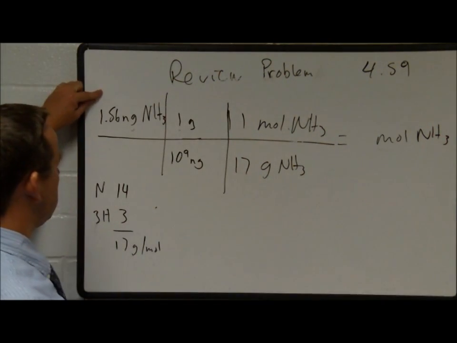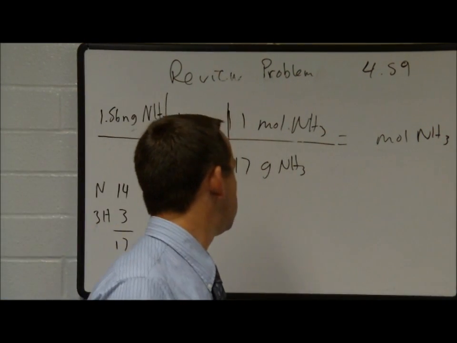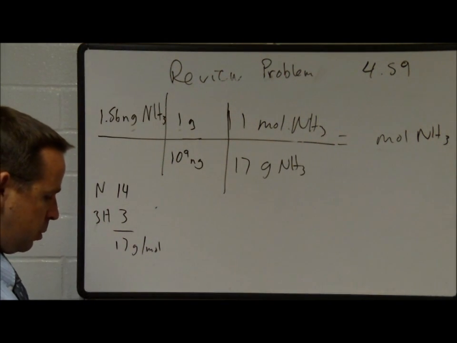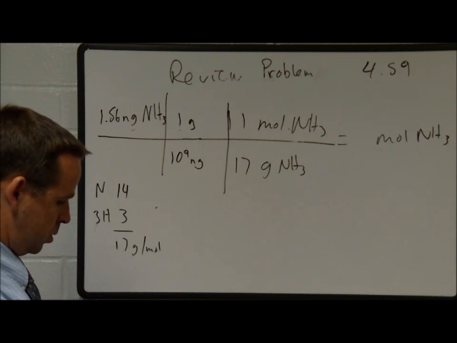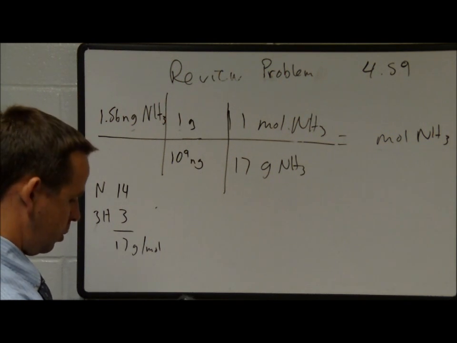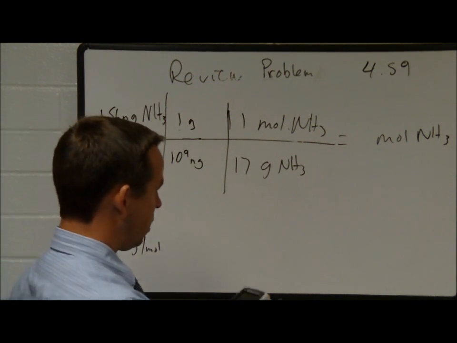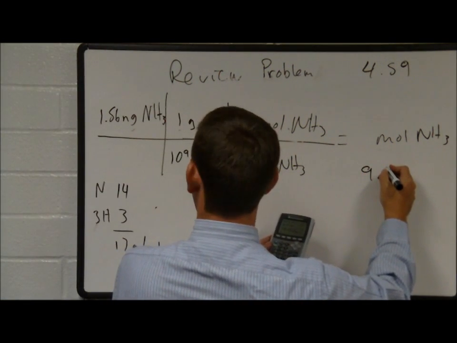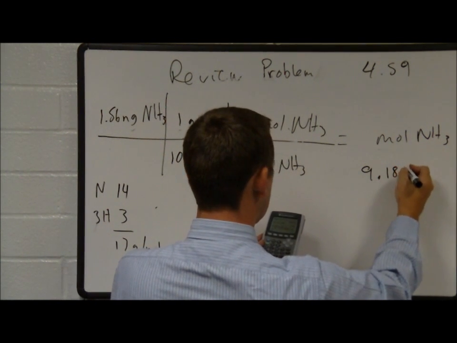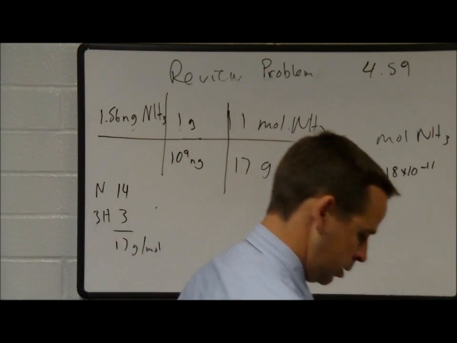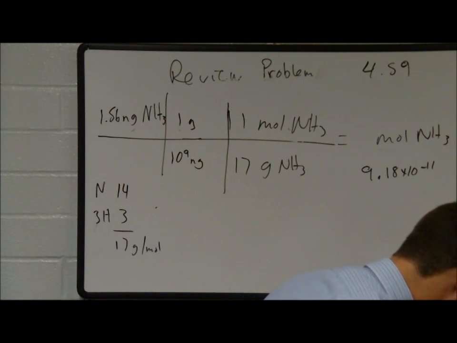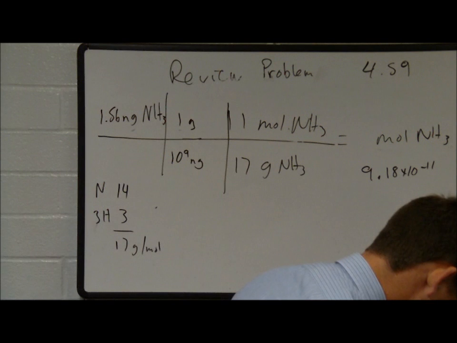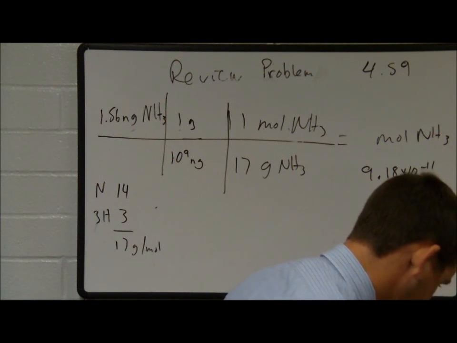All right, so again, 1.56 divided by 10 to the 9th, divided by 17. So I'm getting 9.18 times 10 to the minus 11. Wait, did I shoot the wrong one? Oh, we're on 459B. 9.16 times 10 to the minus 11. All right, good.